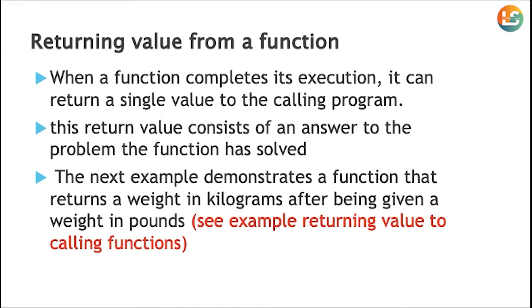Returning a value. We already covered that a function can be called without parameters. Then we also discussed that a function can be called with some parameters, with some values, and according to that the function can work. Now our discussion is how a function can return a value. When a function completes its execution, it can return a single value to the calling function or the calling program. This return value consists of an answer to the problem the function has solved. The next example demonstrates a function that returns a weight in kilograms after being given a weight in pounds.